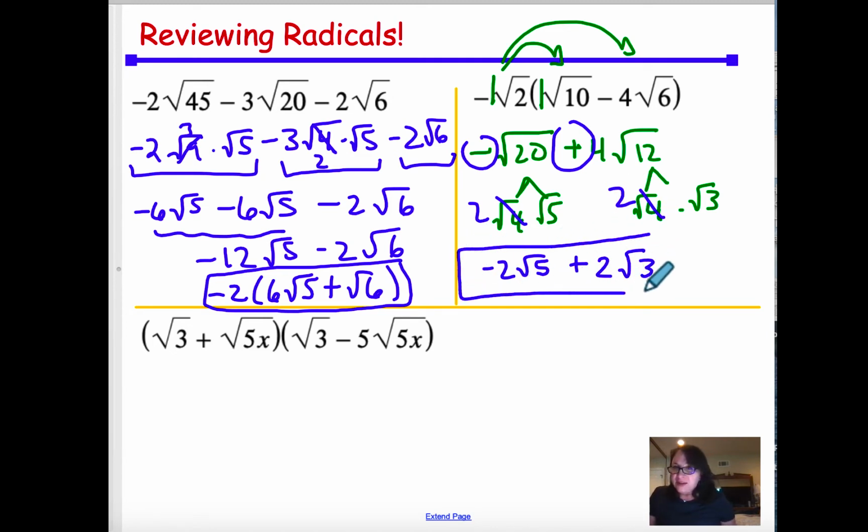Yes, of course, I can take out even a negative 2 if I wanted to. If I did that, I would have negative 2 times the square root of 5 minus root 3. And then I would just leave it like that.